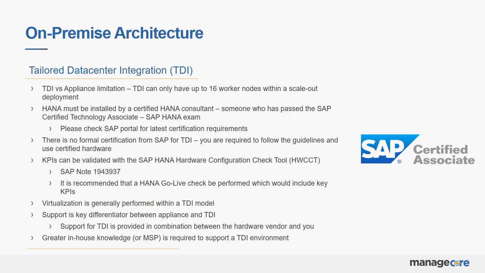KPIs are big with TDI, so you must follow the KPI rules, and you can run them using the SAP HANA configuration check tool, and that is in the note referenced. If you don't want to run them yourself, you can have SAP run a HANA Go Live check, which they recommend, and that will perform those key KPIs that allow you to see if your hardware supports it or not. But I highly recommend, if you're going TDI, to get familiar with that tool. That way you can run it as you add more resources on your shared environment.